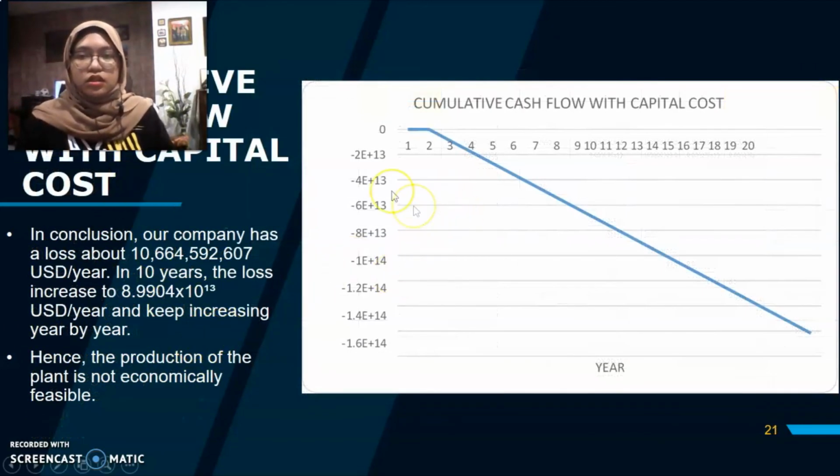This is the graph of the cumulative cash flow with capital cost. As you can see, it is linearly decreasing, and we have a loss of about $10,000 million per year, and it keeps increasing year by year. Hence, the production of the plant is not economically feasible.